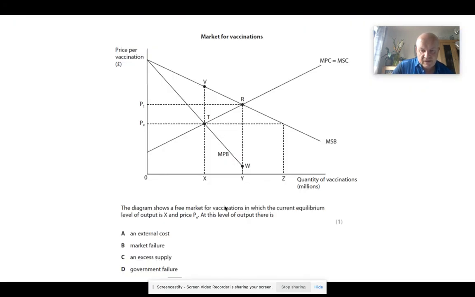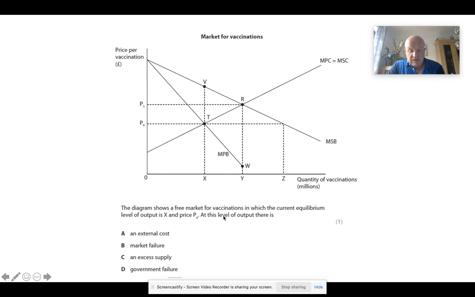Again, once you've done that, what I'd like you then to consider is the example there, showing you a diagram on vaccinations. And effectively, we're moving on to page 26 now, where we've got that case study that I just showed you, but also the second question where we've got again a diagram showing the free market for vaccinations, in which the current equilibrium output is X and the price is PE. Okay, so we can see that's where we would produce if it was a completely free market.